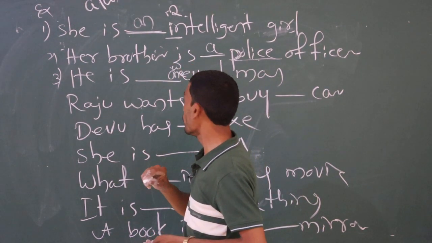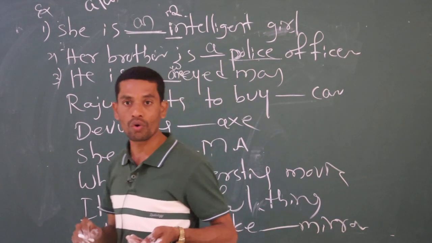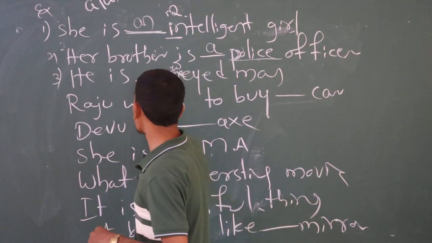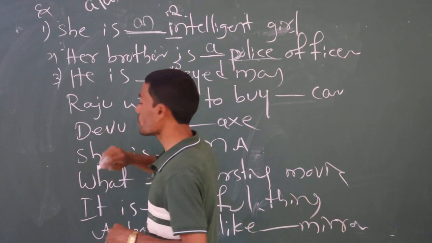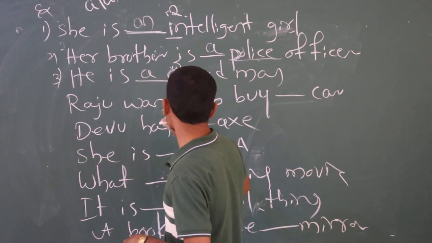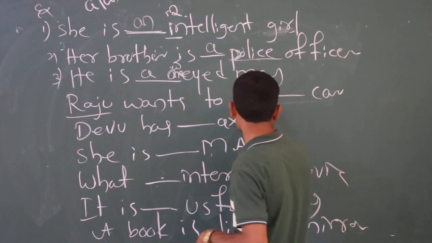So what to use here? One-eyed man. Here already we discussed European and unity. So actually this word looks like a vowel, but it is pronounced like a consonant. He is a one-eyed man. Next one, Raju wants to buy a car.